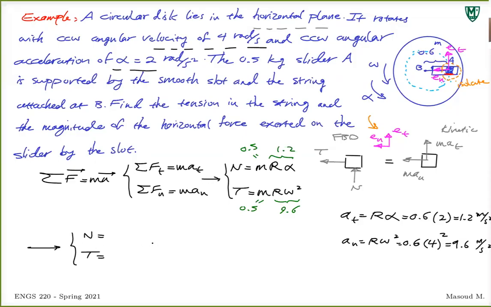So you get N as 0.5 times 1.2, which becomes 0.6 newtons. And T will be 0.5 times 9.6, which becomes 4.8. Yeah, thank you, Sam. 4.8 newtons. There you go. So these are what we were looking for. All right, the final answer: we're looking for the tension in the string and the magnitude of the horizontal force. All right, any questions on this one?